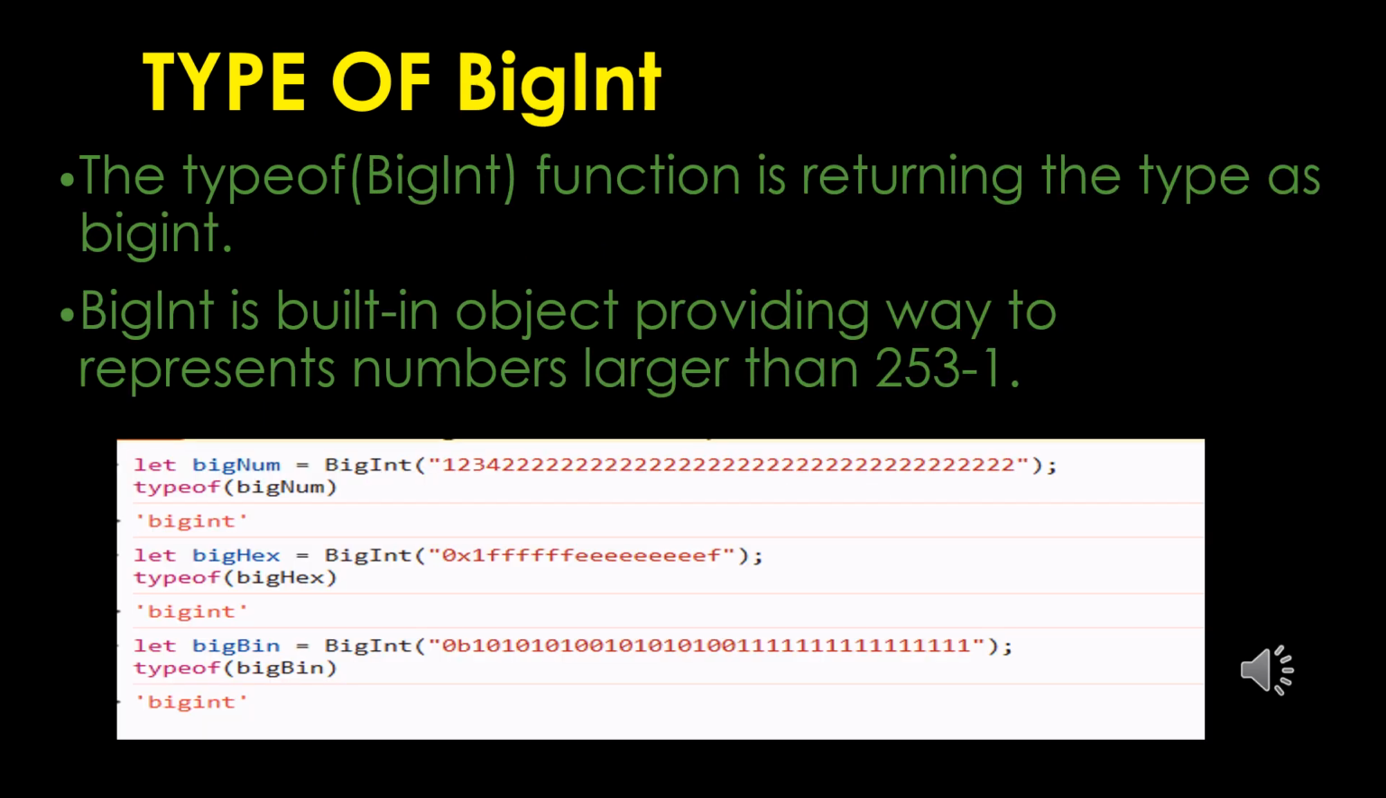Typeof BigInt. So BigInt is one of the built-in data types, which provides a way to represent numbers larger than 2^53-1. So when you are going to store some big hexadecimal numbers or big numbers, you can go for this particular BigInt. And when you are checking the type of this big number, you can see the result as bigint.